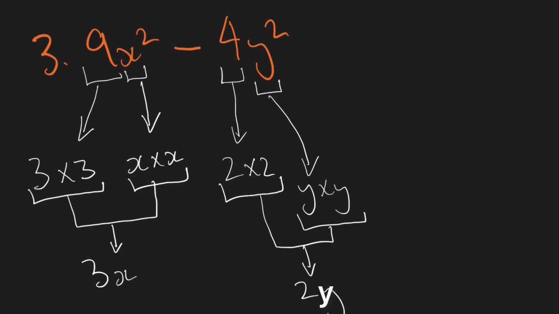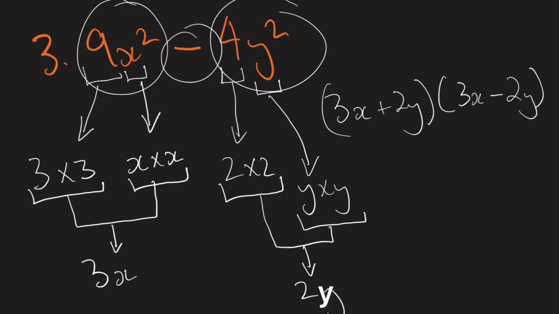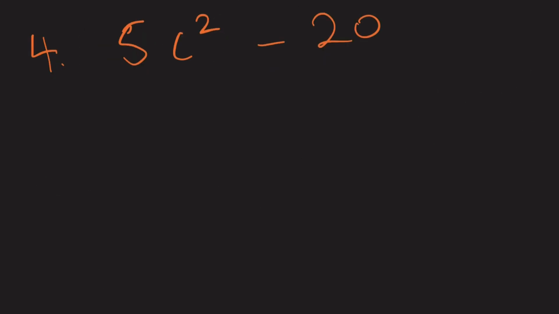Because we know both these are squared numbers and they're subtracting from each other, and there's a minus sign in the middle, we know we can do difference of two squares. That would make the final answer 3x plus 2y, 3x minus 2y, and that is the final answer.